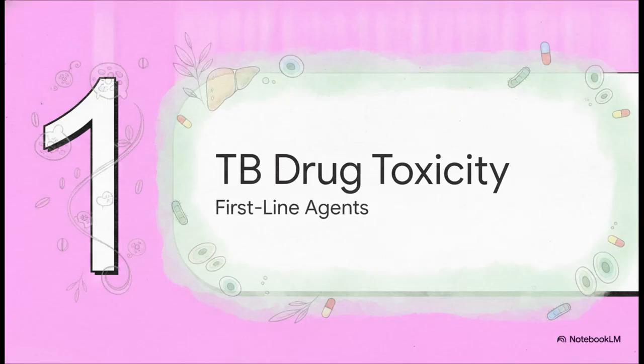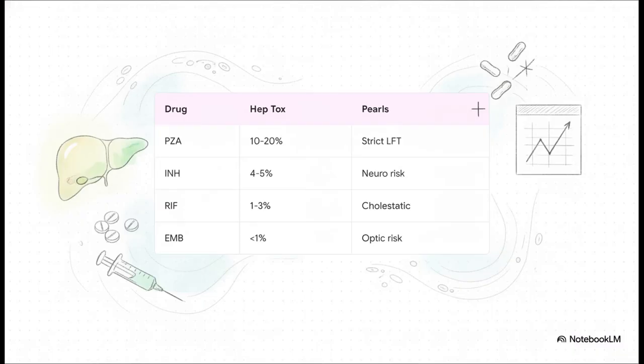Section 1, TB Drug Toxicity Profiles, First-Line Agents. Okay, question 1. Which of the following antituberculous drugs is the most hepatotoxic and most commonly associated with severe, prolonged, drug-induced hepatitis? Is it A. ethambutol, B. rifampicin, C. erythromycin, D. ciprofloxacin, or E. pyrazinamide? If you guessed E. pyrazinamide, you are absolutely right.